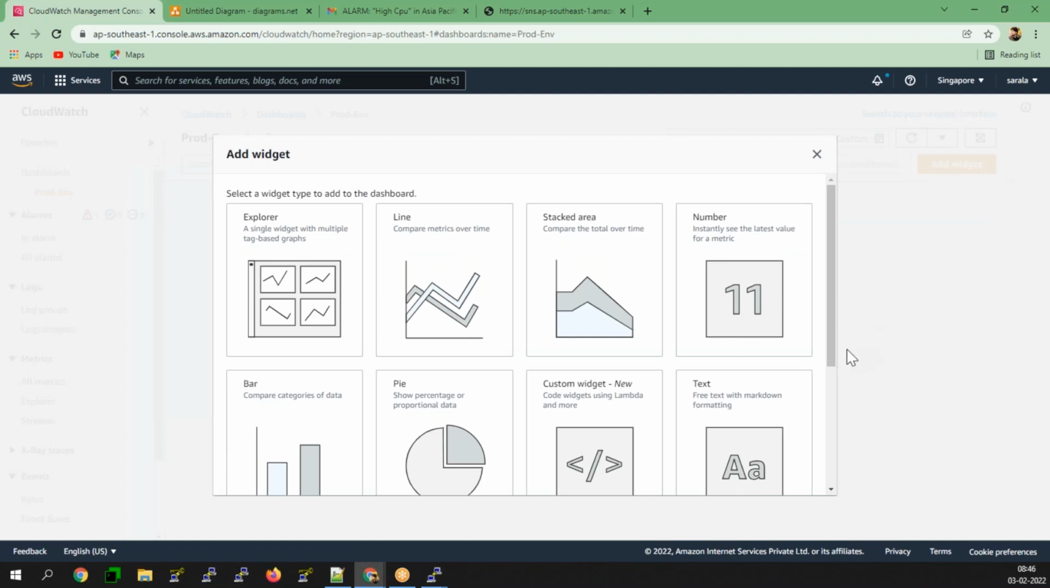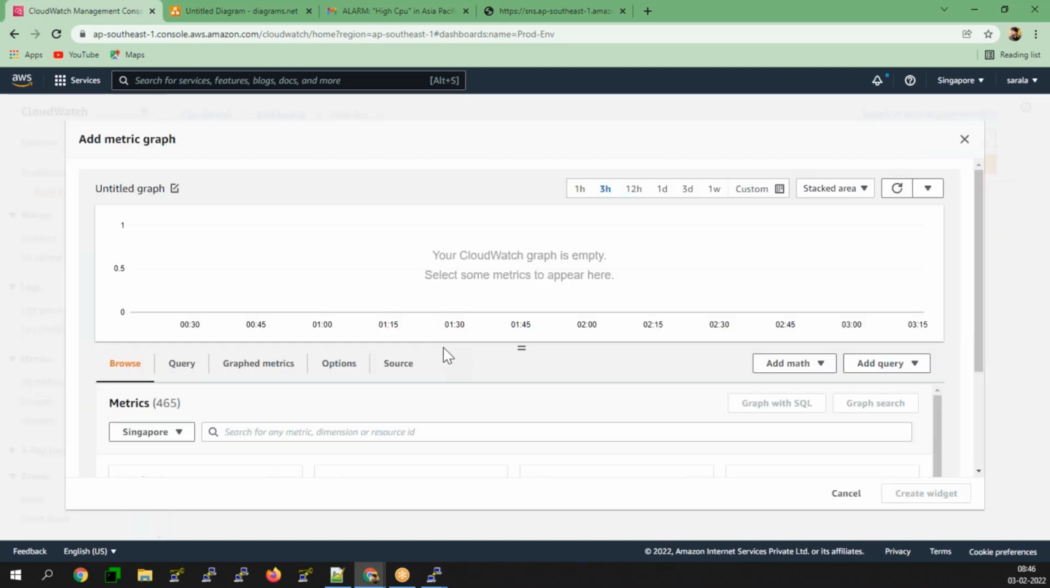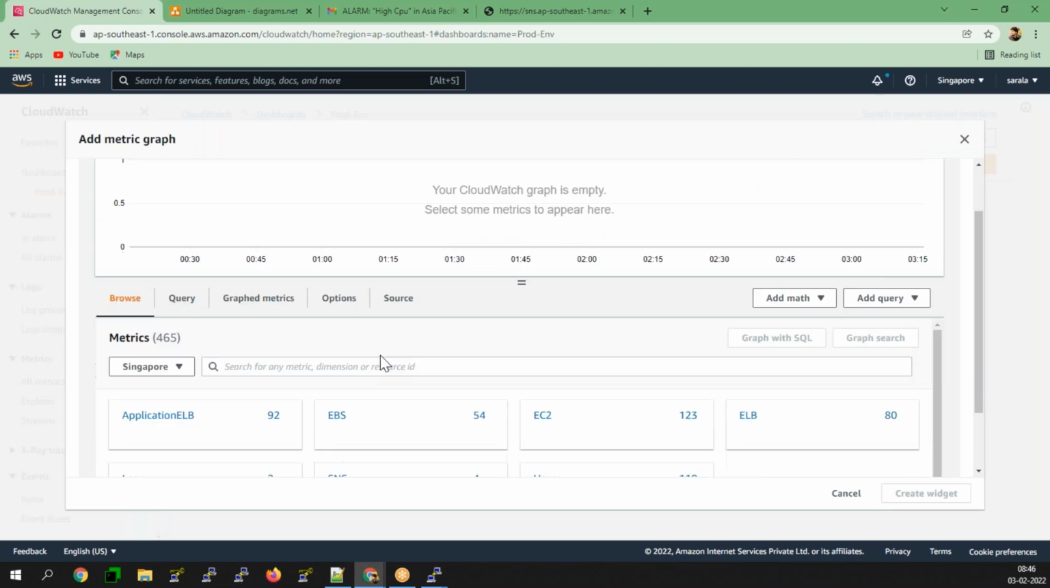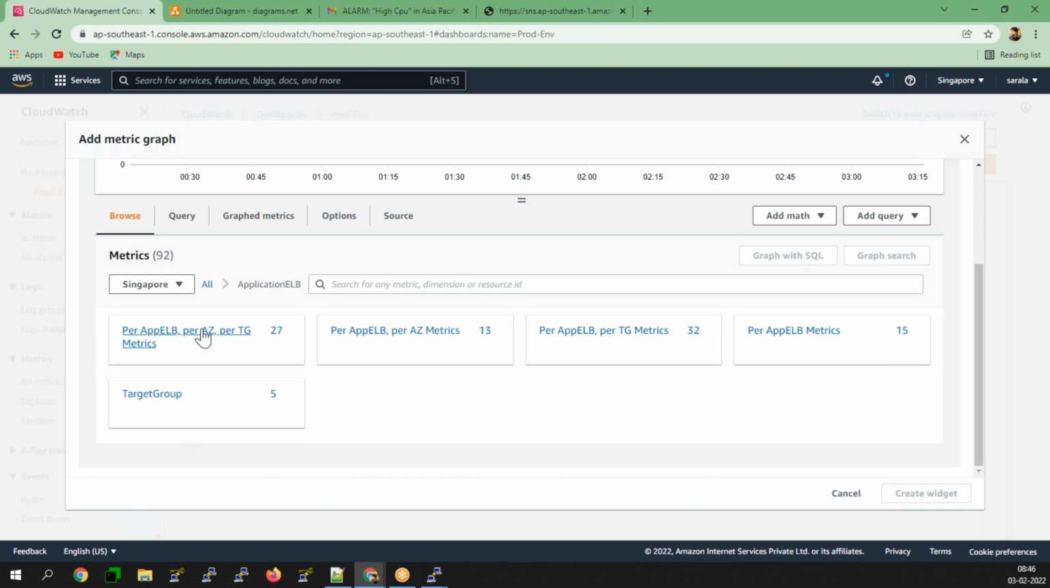Now, what is your preference here? Whether you want a bar, an explorer, or a line. I generally go with the stacked area. This is my Singapore region, where I can monitor the respective load balancers. I would like to monitor the load balancers per ELB, per availability zone, per target.